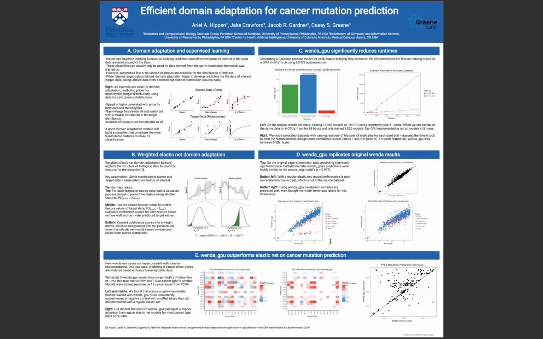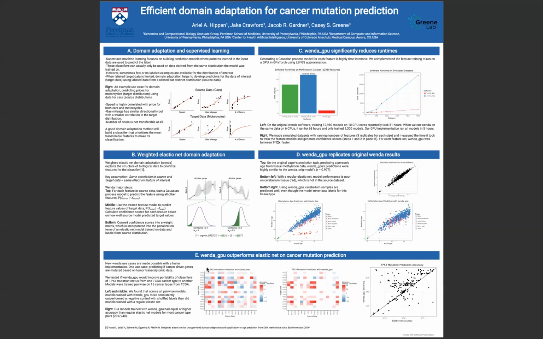Our GPU implementation of WENDA allows us to deploy domain adaptation to new contexts and bigger genomic data sets. For one use case we wanted to try, predicting mutation status of common cancer driver genes based on transcriptomic data. We tested if WENDA GPU would improve portability of classifiers of TP53 mutation status from one TCGA cancer type to another. Models were trained pairwise on 16 cancer types from TCGA, using one cancer type as the source and another as the target.